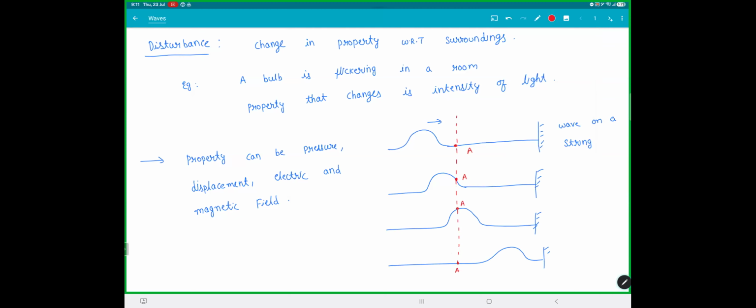So what is changing here? What property of A is changing here? The displacement of A, isn't it? So when a wave pulse goes on a string, the property that changes is the displacement of point A. That is the first thing. So a disturbance is simply a change in property with respect to the surroundings. All clear with that definition? The property could be anything.